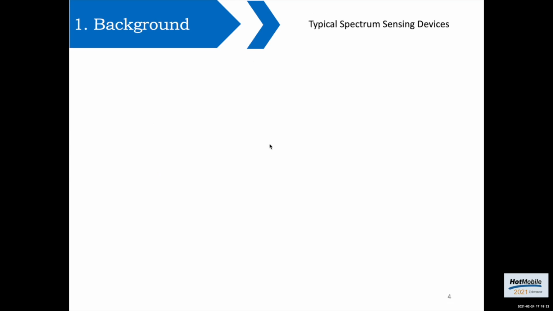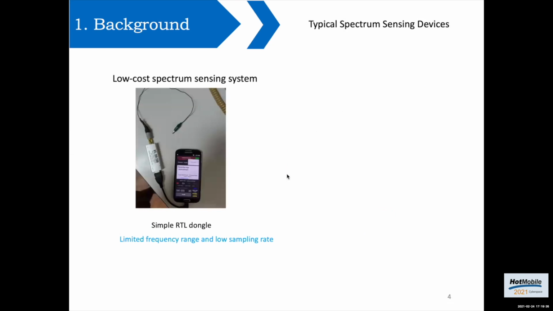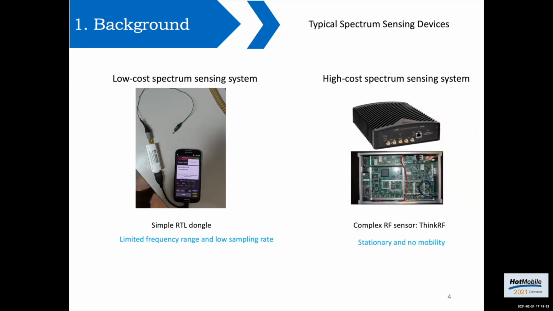Typical spectrum sensing systems deploy a set of static spectrum sensors, which are connected to a PC host and eventually to cloud-hosted servers for data analysis. Most low-cost spectrum sensing systems use resource-limited spectrum sensing hardware, like RTL. RTL is a USB dongle that has very limited frequency range and a very low sampling rate. Some platforms use high-end RF front-end, frequency translator, and high-end processor to build a relatively complex RF sensor like ThinkRF. It's stationary and lacks mobility.